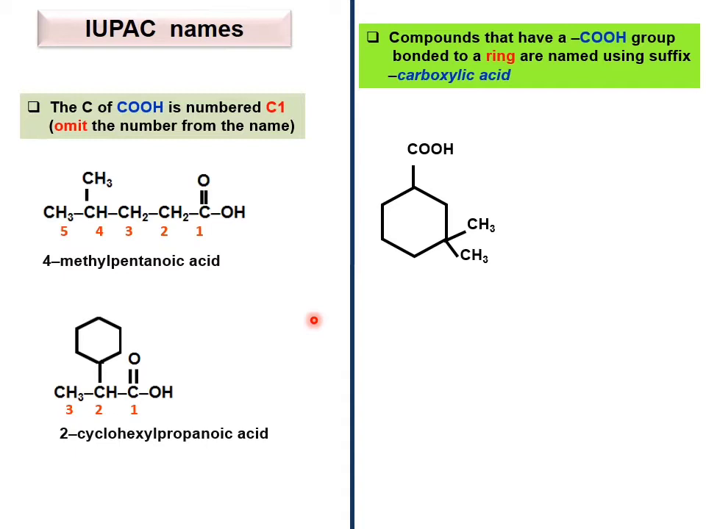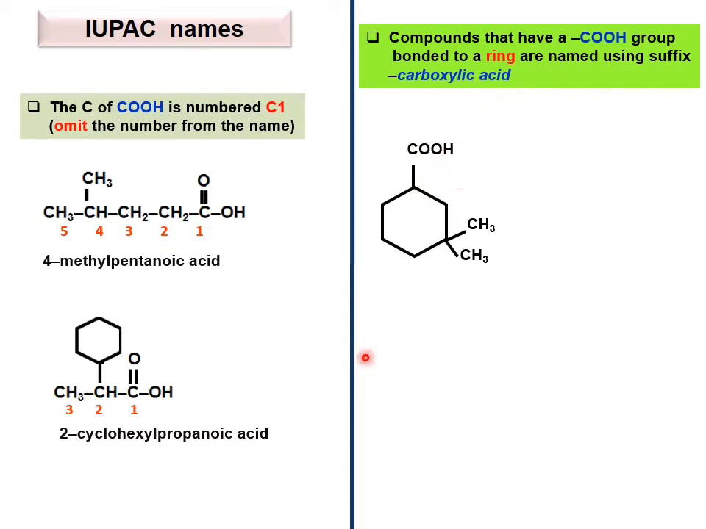Sebab cycloheptanoic acid refer kepada 7 carbon in the ring. But now the ring only consists of 6 carbon. So that's why we need to add a new suffix, which is this one, COOH, referring to carboxylic acid.